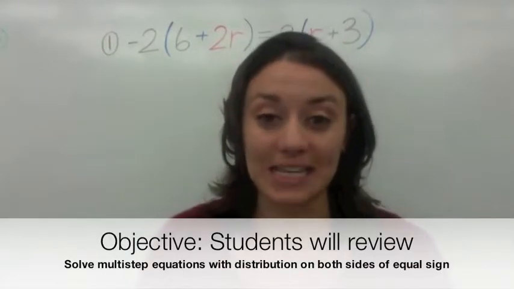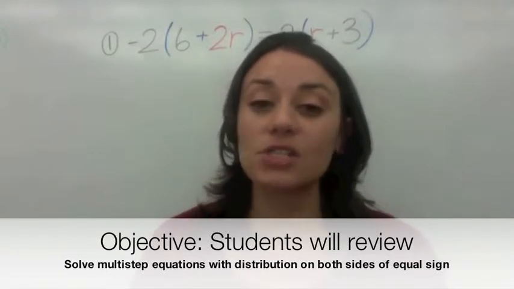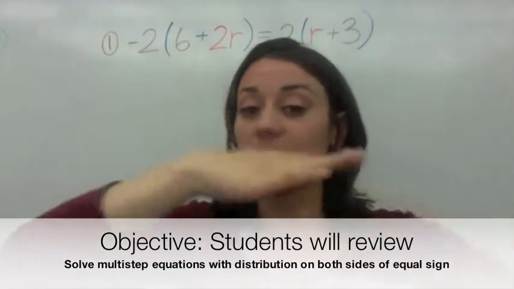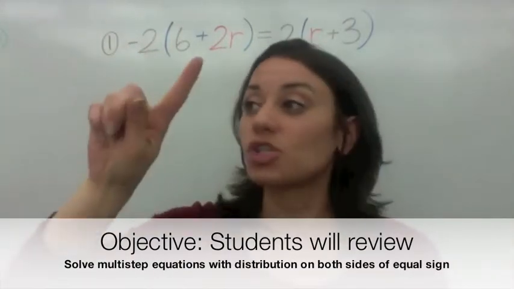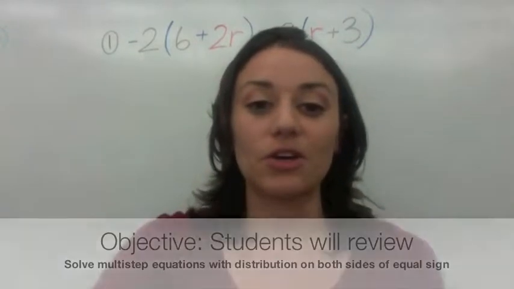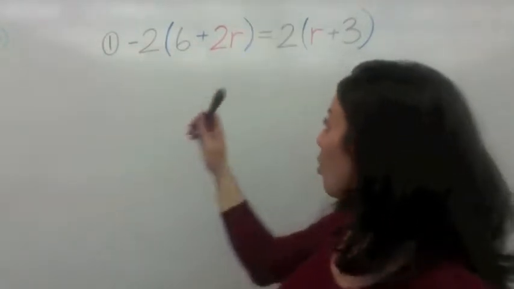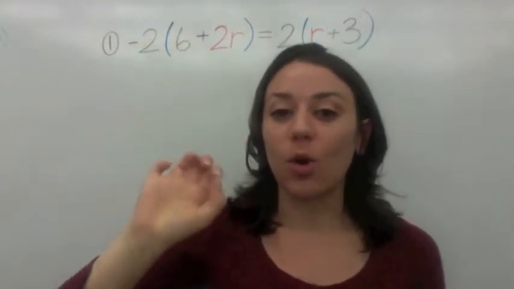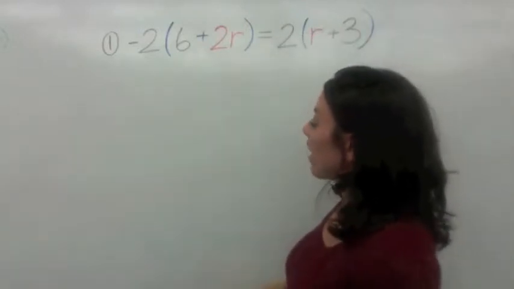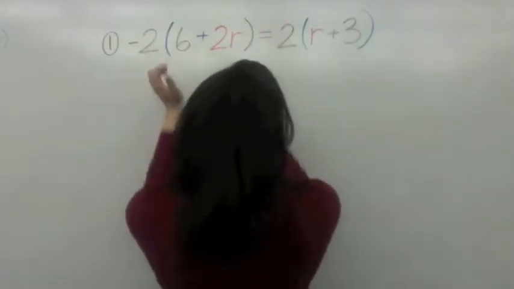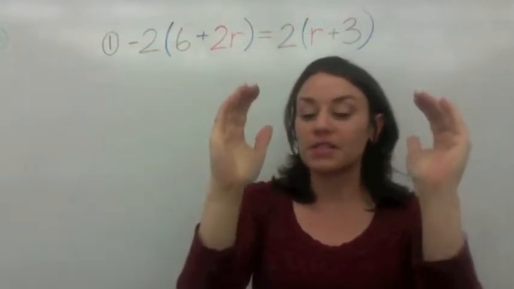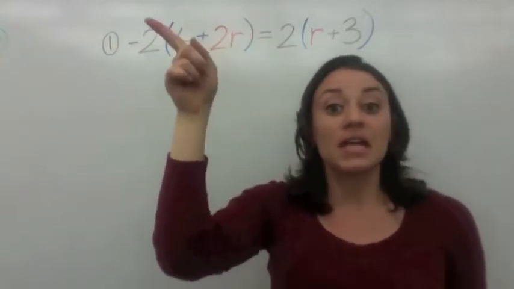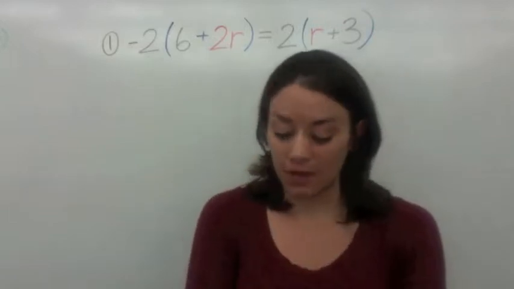Okay, in today's lesson, students will review how to solve multi-step equations using distribution on both sides of the equal sign. Using what? Distribution on both sides of the equal sign. Very good. Let's take a look at this equation. What is the original equation? Well, if you look at the equation, you have parentheses on the left and you have parentheses on the right. What do parentheses tell you to do? They tell you to distribute, multiply, okay?